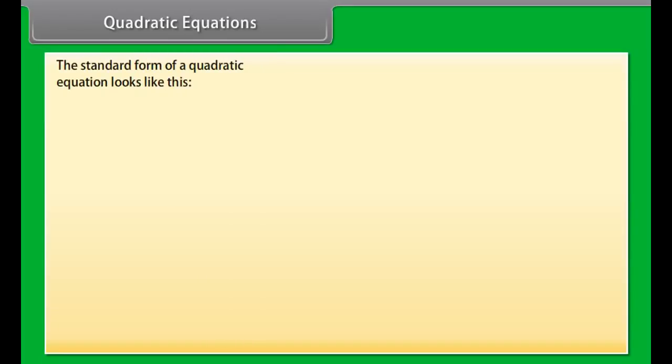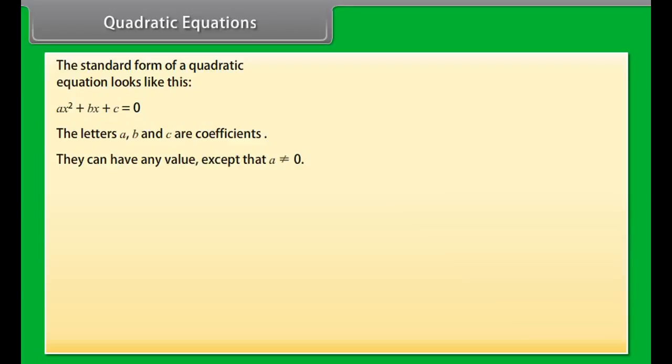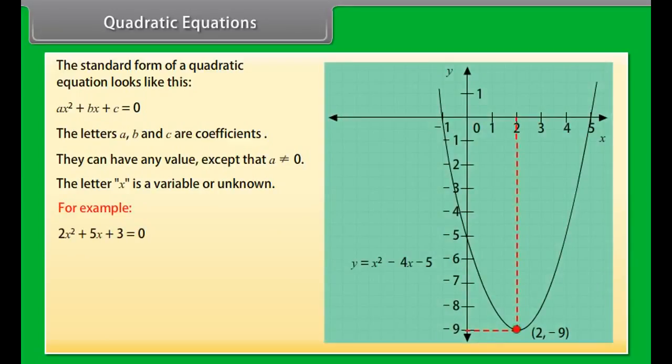Quadratic equations. What are the quadratic equations? The standard form of a quadratic equation looks like this: ax² + bx + c = 0. The letters a, b and c are coefficients. They can have any value except that a can't be 0. The letter x is a variable or unknown.